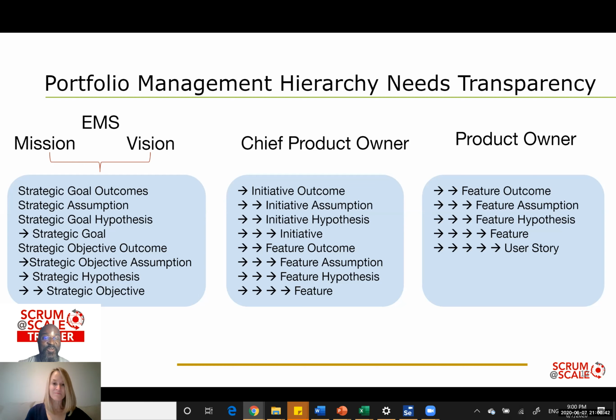All right, well, we've discussed an awful lot. This is a huge paradigm shift for how we end up doing the portfolio management, and specifically the product owner roles and chief product owner roles.